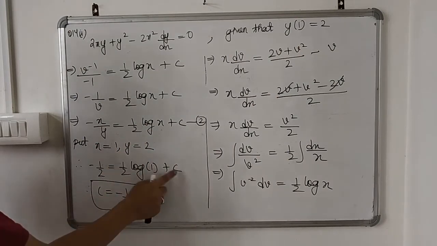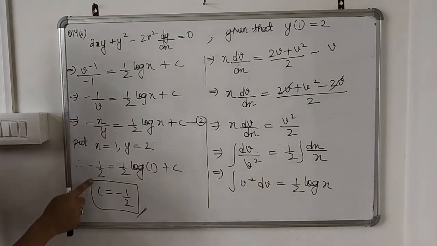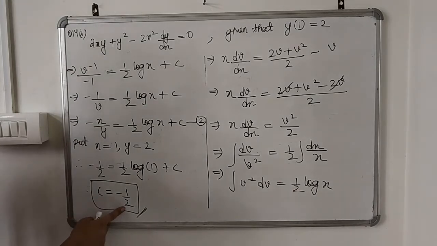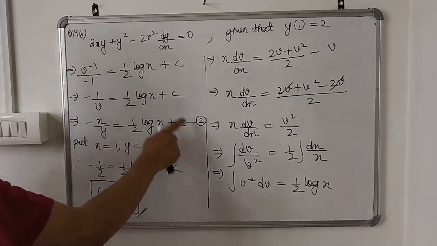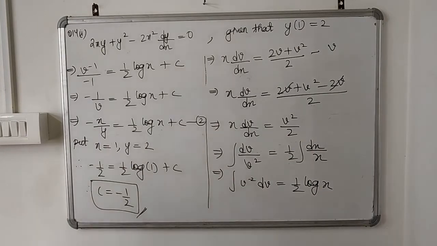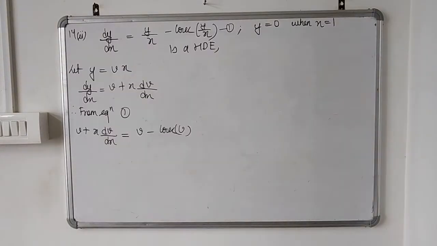So hence this side will be c, and here minus half. So hence c equals minus half. Put the value for c in equation number 2. That completes your answer. So pause the video till here and note it down.